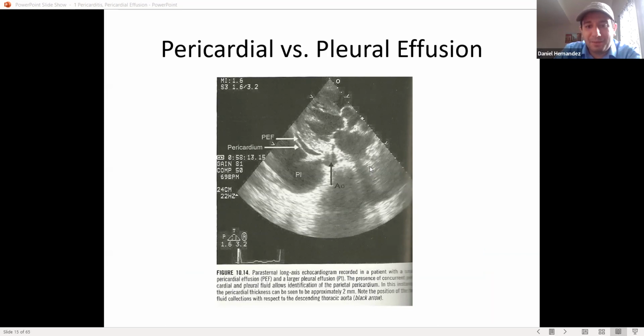This one's a little more obvious because they pointed it out. So here you can see your descending aorta nicely. You can see a small pericardial effusion and then a larger pleural effusion.